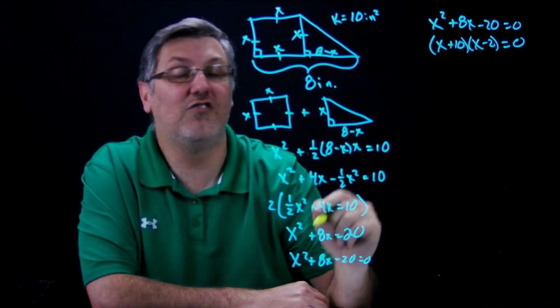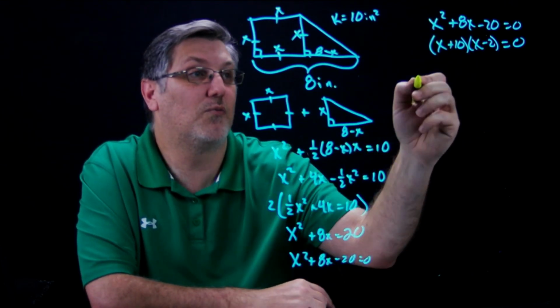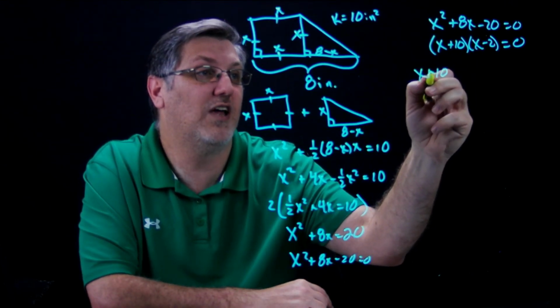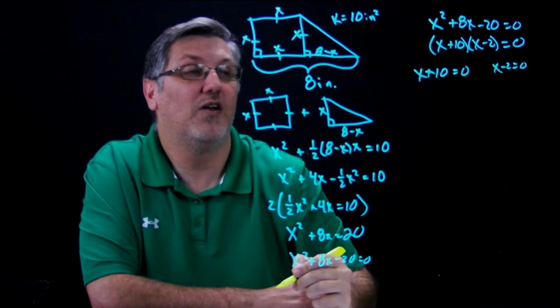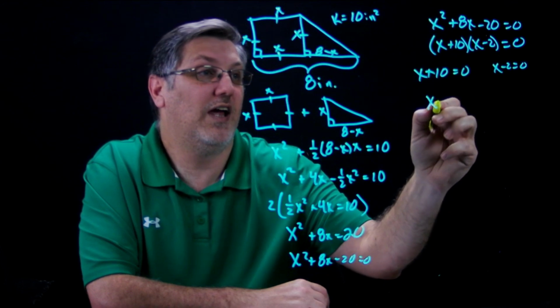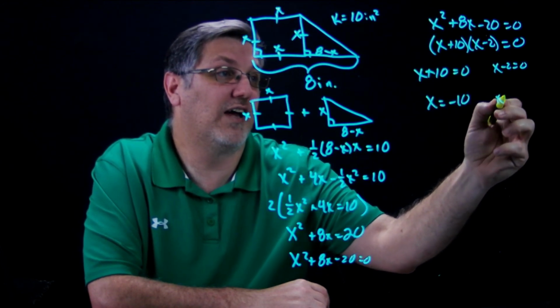Now I set each of these equal to 0, the zero product property. X plus 10 equals 0, and x minus 2 equals 0. From here we solve for x. X equals negative 10, and x equals 2.